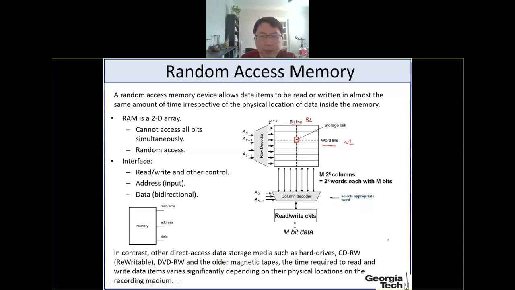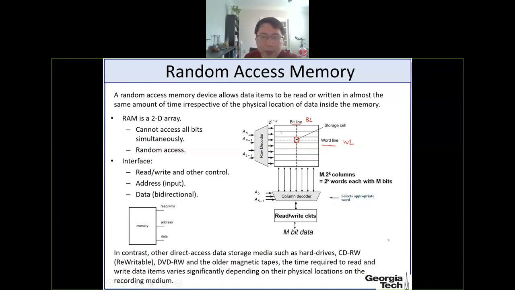If you have 10 bits, then you would have 2 to the power 10 word lines or rows. Similarly for the column side. So this is generic for the memory array. We always have this 2-dimensional array with many rows and many columns. So this is random access.